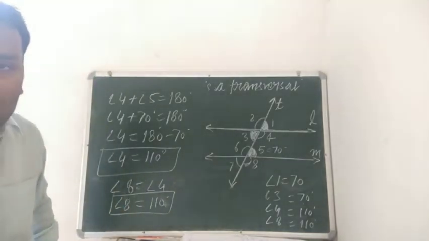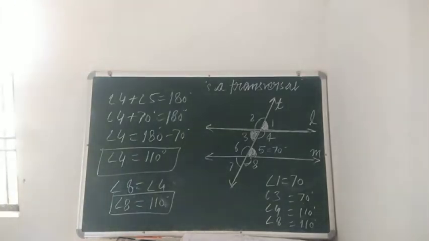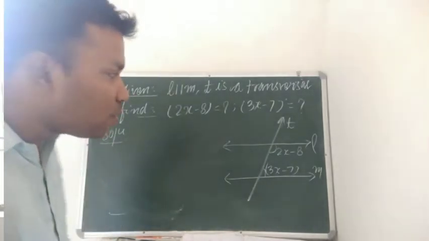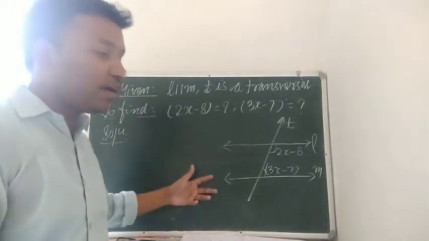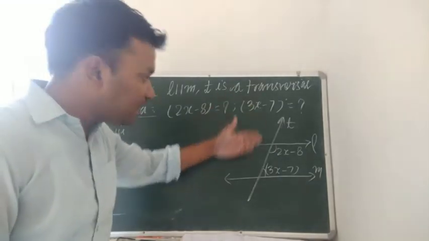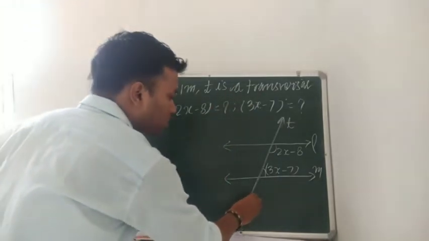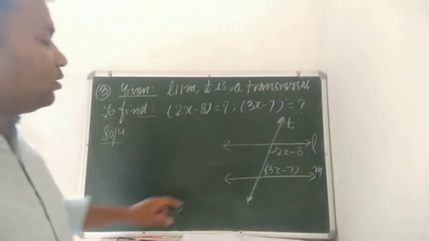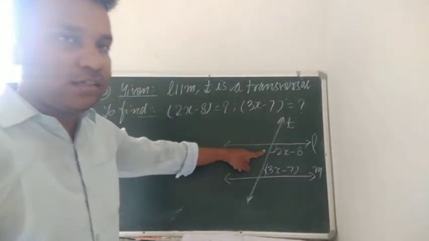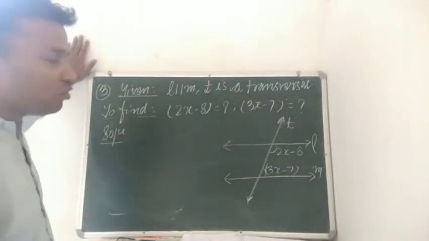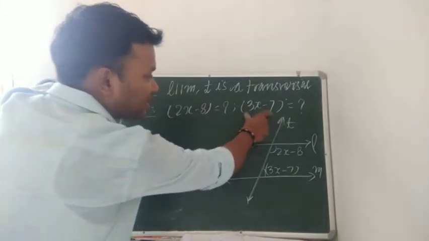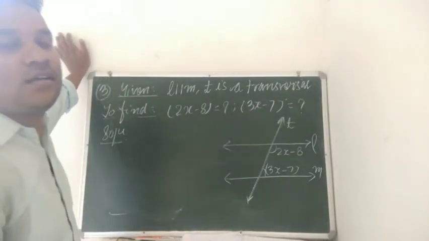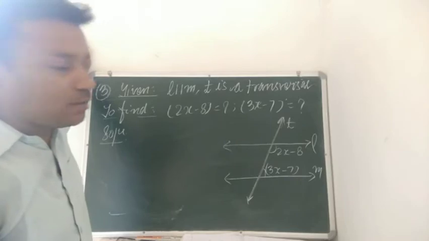Now let's move on to question number 3. In this question, again we have two parallel lines L and M, and there is a transversal line T. And some of the angles are given in variable form, 2x minus 8 and 3x minus 7, and we have to find the measure of these angles.